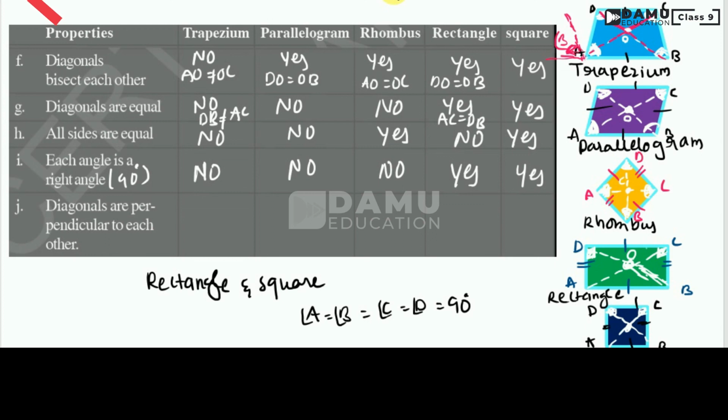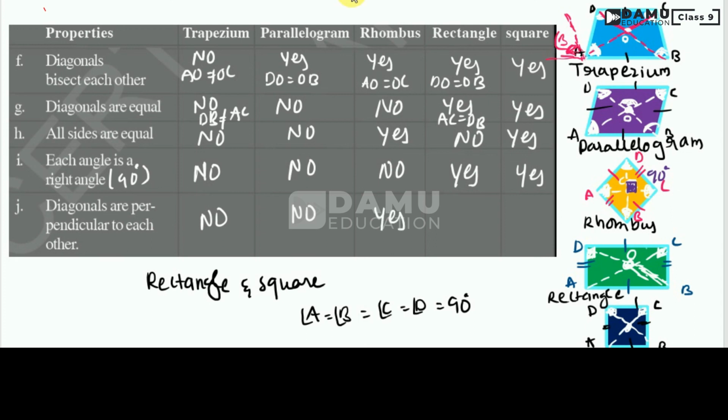Then, diagonals are perpendicular to each other. The diagonals are not perpendicular to each other in a trapezium, and parallelogram also has no perpendiculars. Perpendicular means you need to make 90 degrees at the intersection point. In rhombus it is making 90 degrees. Yes, for rhombus it is yes.